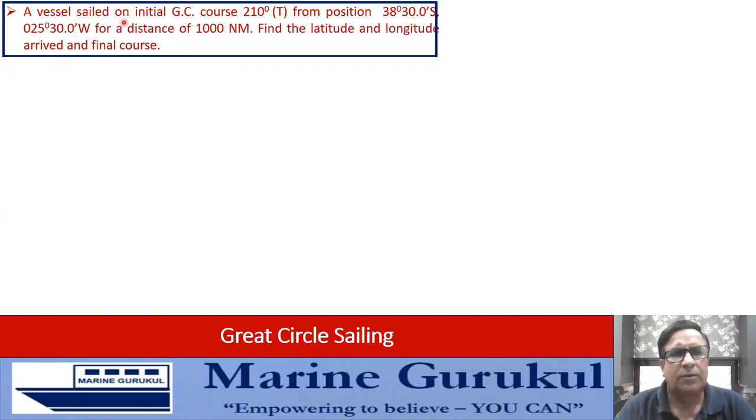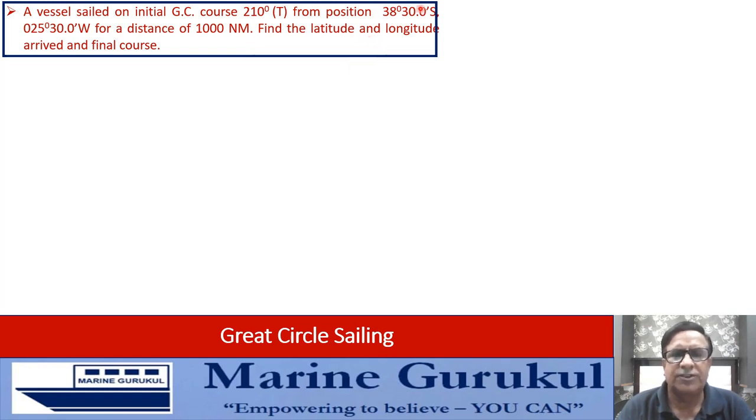Now let's have a look at a slightly different example. A vessel sailed on an initial GC course of 210 degrees true from position 38 degrees 30 minutes south, 025 degrees 30 minutes west for a distance of 1000 nautical miles. Find the latitude and longitude arrived and the final course. Now in this case we need to make a PAB triangle.